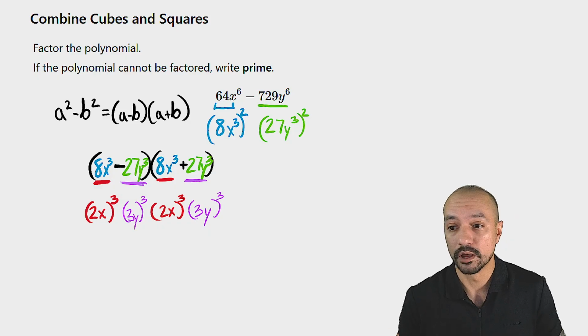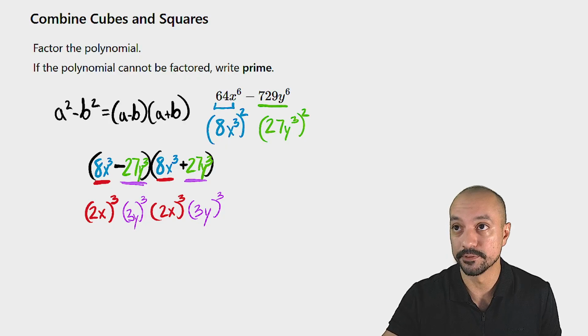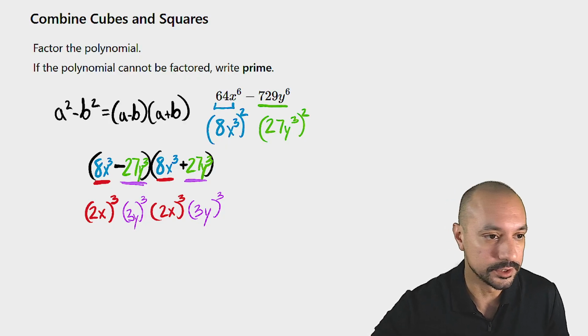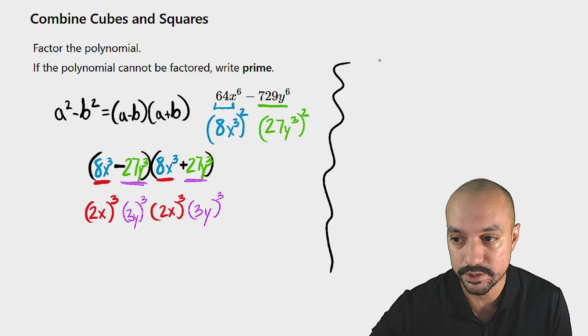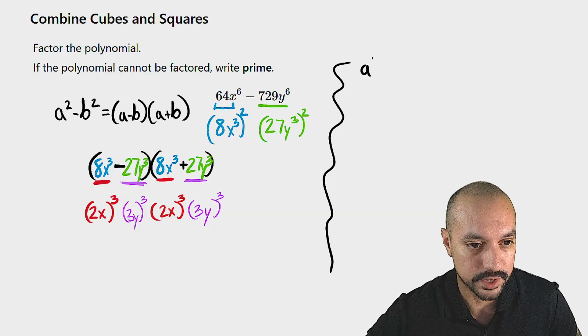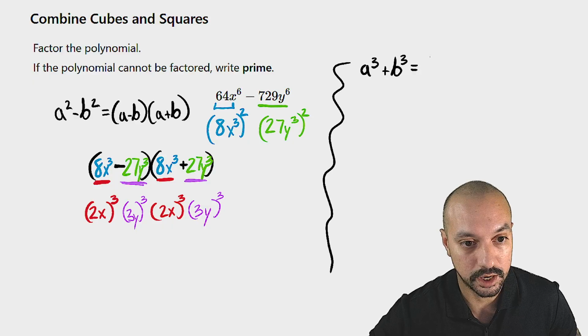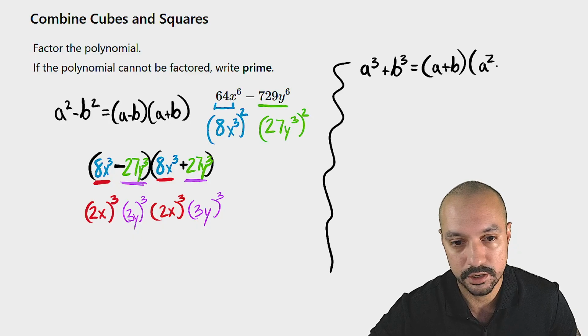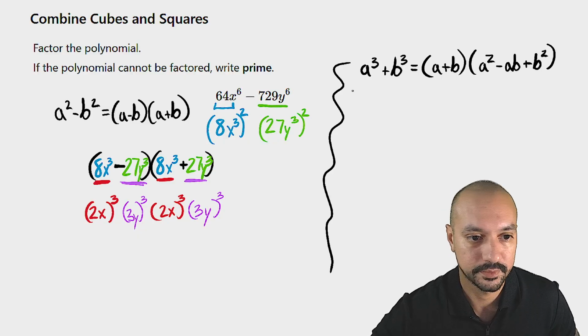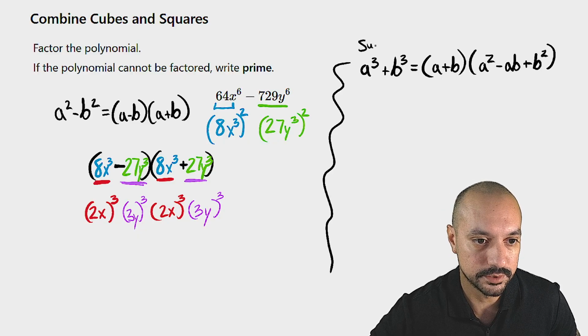All right, perfect. So let's go ahead and rewrite our sum and difference of cubes. These formulas are really similar. They give off the same vibe as difference of squares. The sum of cubes, whenever we have a cube plus a cube, we can rewrite that as a plus b times a squared minus ab plus b squared. That's our sum of cubes.